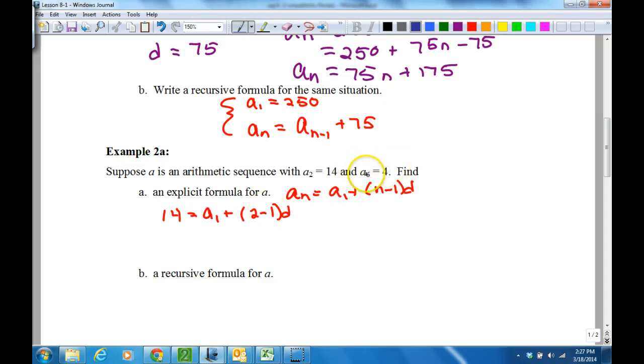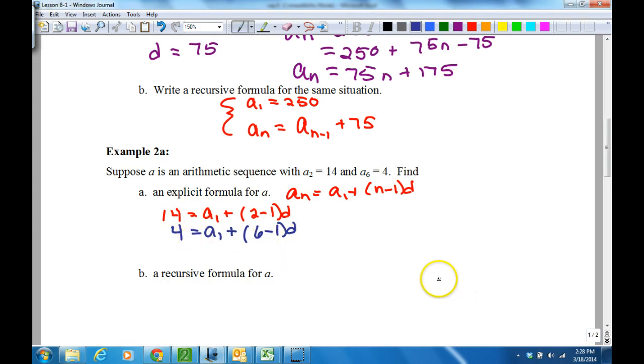We need to do the one for a sub 6. How do I set that up? 4 equals a sub 1. Where did we get 4 from? Now I'm looking at the equation for the second point that we have. We have a sub 6 equals 4. So I'm setting it up the same way. My a sub n is 4. Okay, I got it.